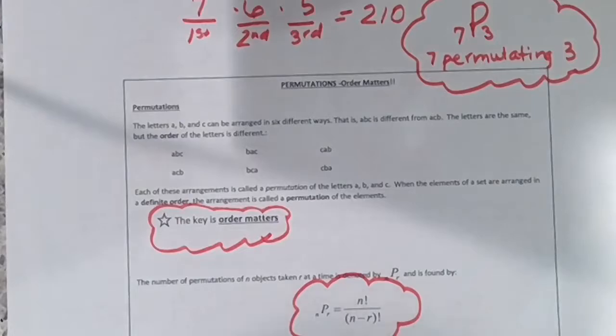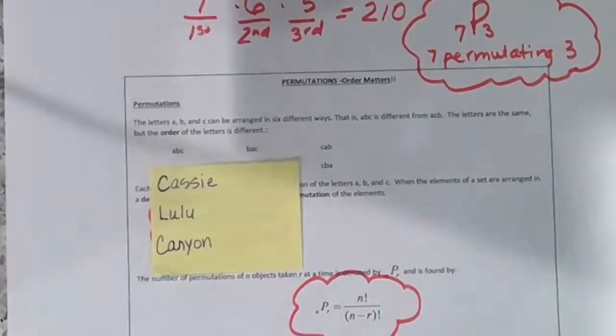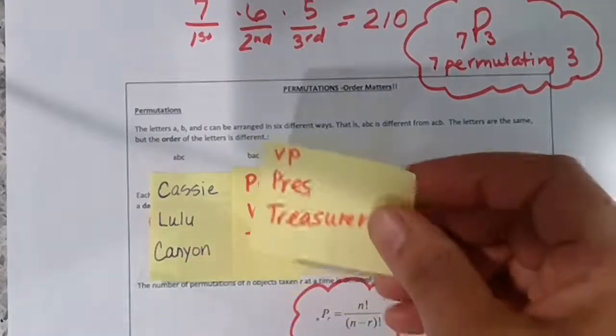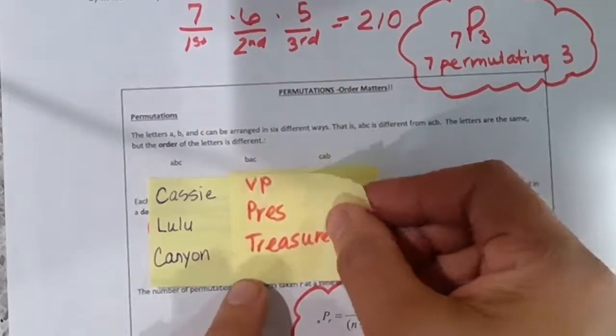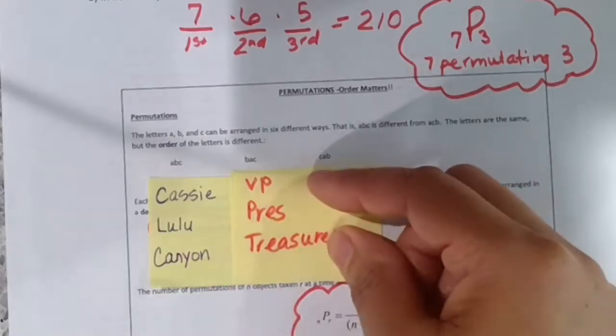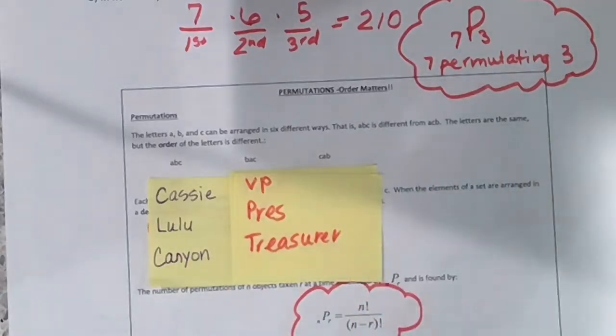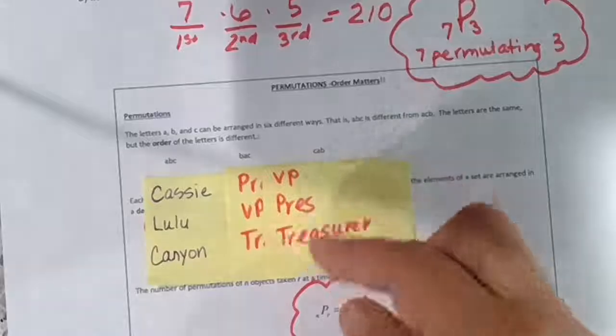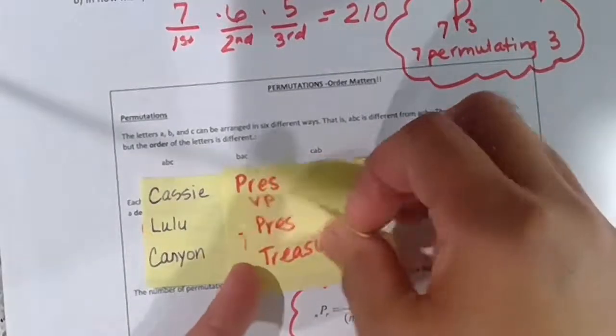Okay, let me do one more example. Suppose I have Cassie, Lulu, and Canyon, and they're running for office. Cassie's president, Lulu's vice president, and Canyon is treasurer. Good group, right? Now, how many ways can these 3 people hold office? They're still going to be president, vice president, and treasurer. Is that different than maybe Lulu is president now, and Cassie's vice president, and Canyon is treasurer? Lulu would make an excellent president, okay? They're still the same 3 people, but they're holding office in a different way.